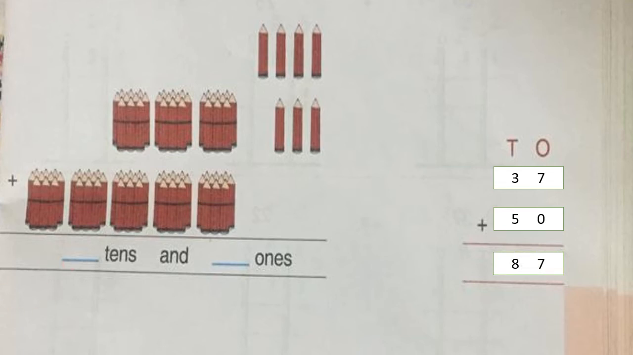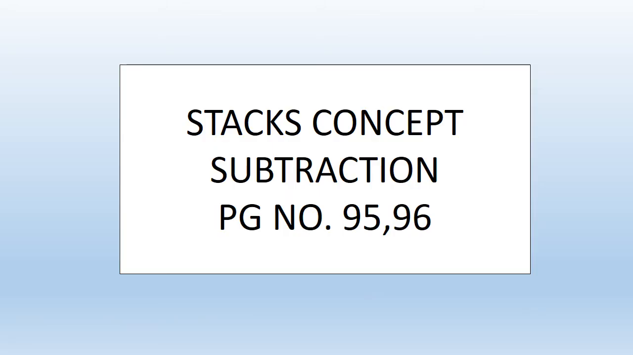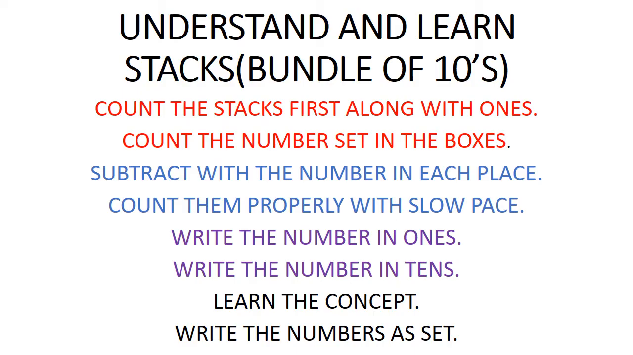87. So the answer will be 8 tens and 7 ones. Okay, now the same concept using subtraction. Page number 95. There is a certain concept to be understood. You have to understand this.